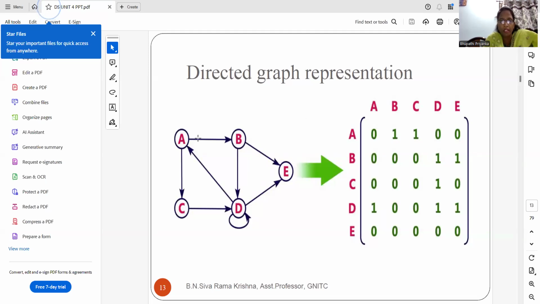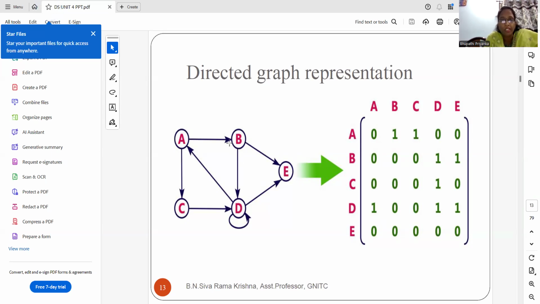A to B, it is in a single direction, A to B. It is showing the direction towards the B vertex. So 1. A to C, we have a connection between A and C, and it is directed towards the C vertex. That is the reason here we are taking it as 1. Next, A to D, we have a connection between A and D, but it is not mentioning the direction towards D. It is mentioning the direction towards A. That is the reason here we are taking it as 0. Next, A to E, we don't have any connection between A and E. That is the reason here we are taking the matrix value as 0.